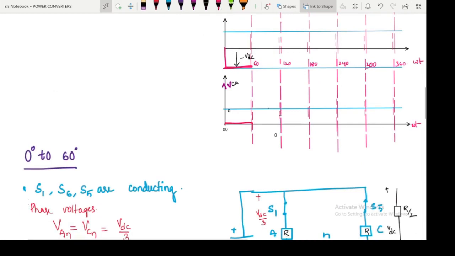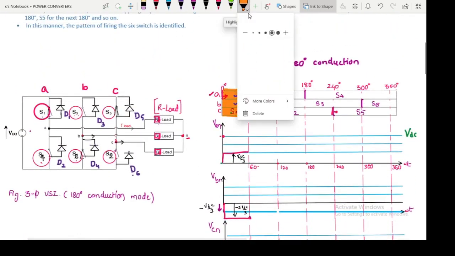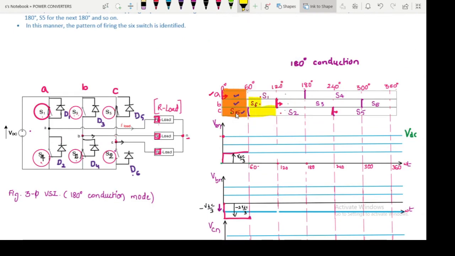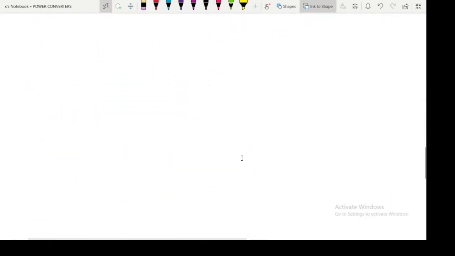Now let us see what is happening from 60 to 120 degrees. For that, let us see what switches are turned on in this period. If we observe clearly, switch 1 is on, switch 6 is on, but here switch 2 is on. Here we have two even numbers, S2 and S6, on. S1 is one odd number, from 60 degrees to 120 degrees.